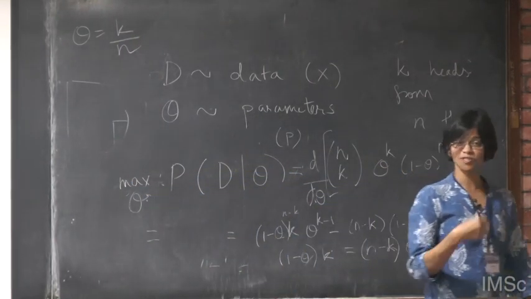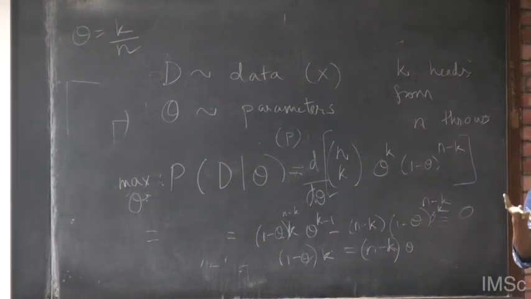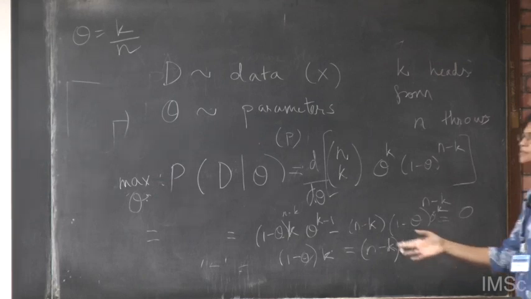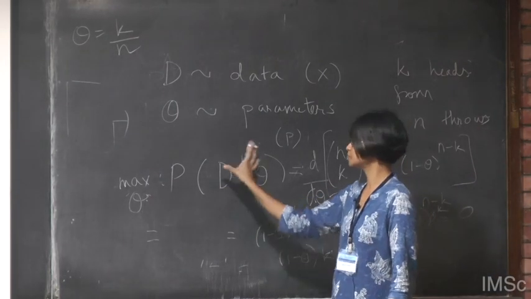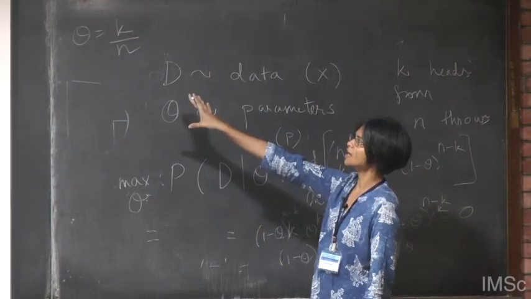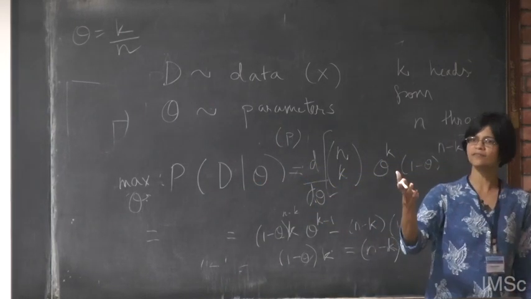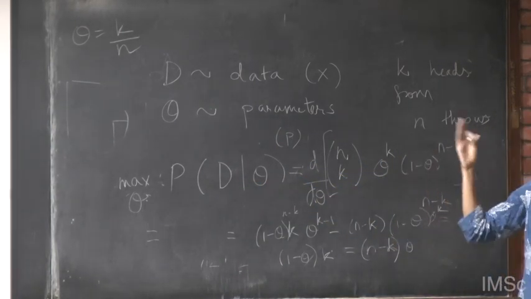So you just did inference right now. You inferred using maximum likelihood. You maximized your likelihood and you got theta to be 70% or whatever. That is the K by n.